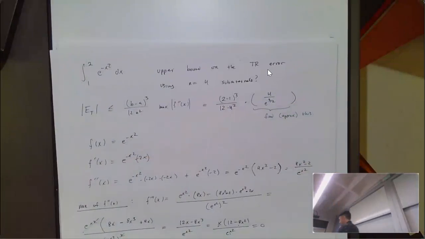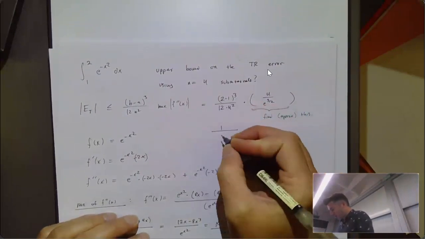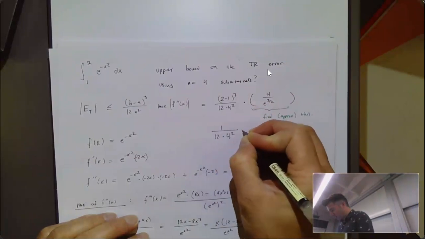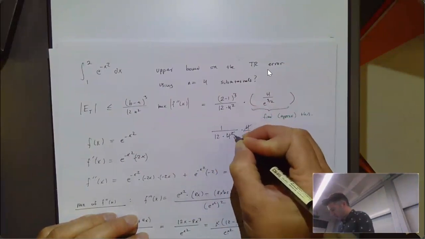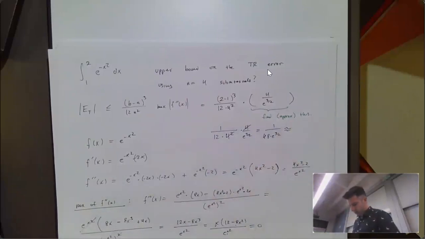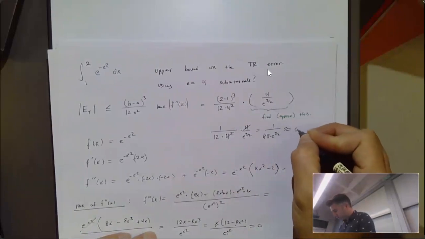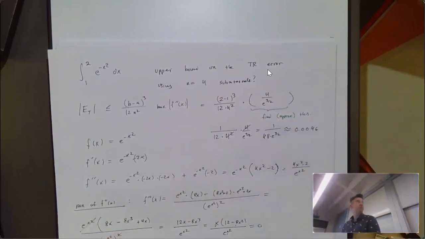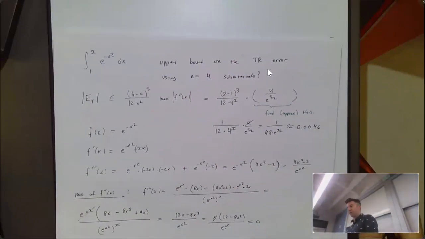And if we calculate this, I didn't actually calculate this ahead of time, so let's grab my calculator. Okay. So calculating this, let's see what we get. I'm going to be smart. I've got 1 over 12 times 4 squared times 4 over e to the 3 halves. A 4 cancels, a 4 cancels. So I have 1 over 48 times e to the 3 halves, which is approximately, let's see, 48 times e to the 1.5. So we get approximately 0.0046. It's a pretty good estimate of something using only 4 subintervals.